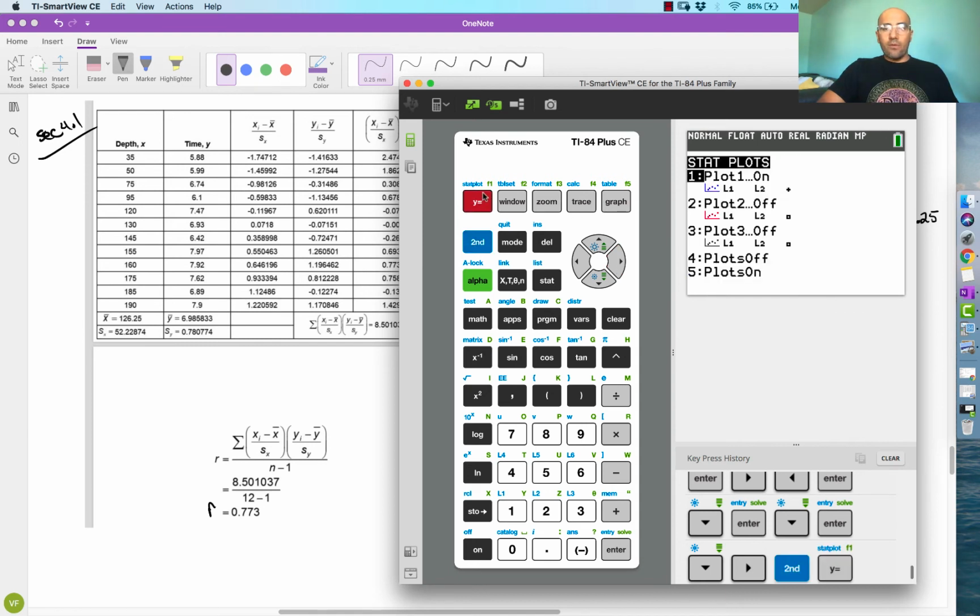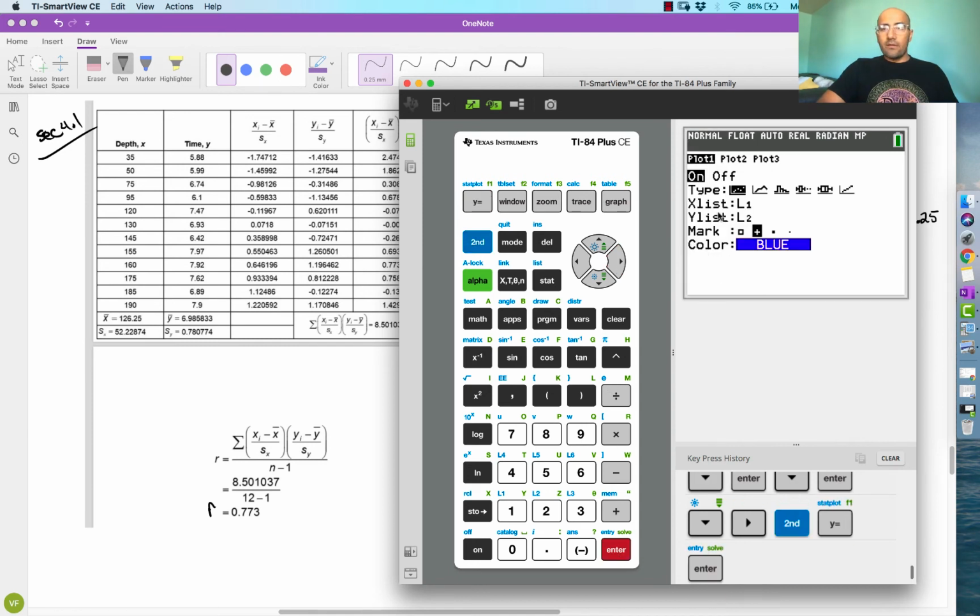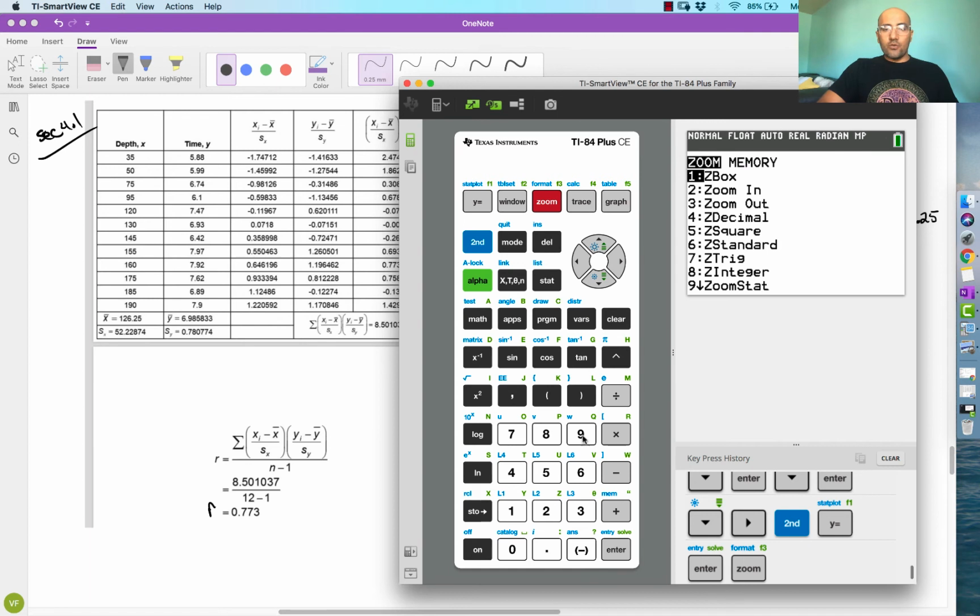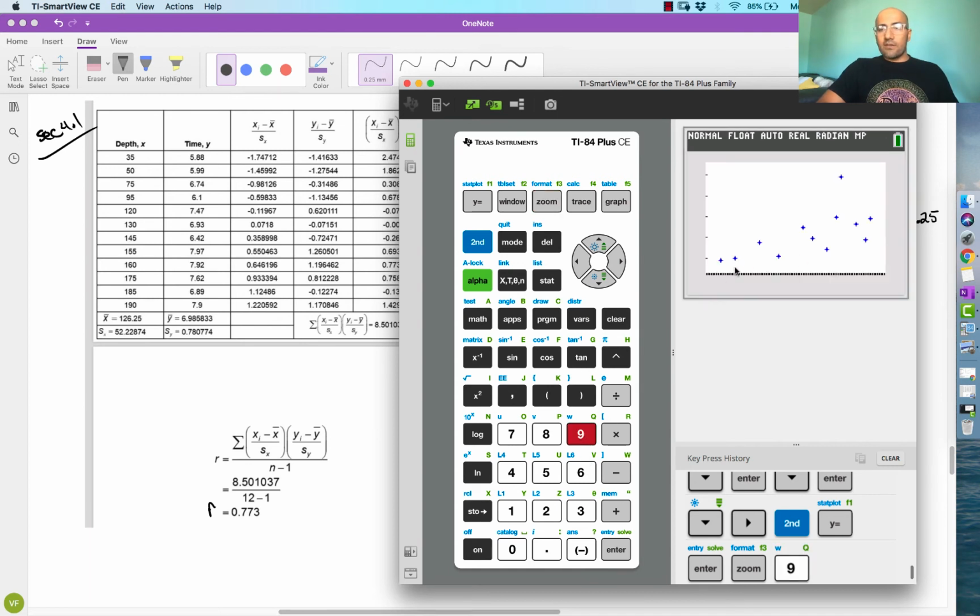So let's go to plot 1. Hit enter there. It's on. It's a scattergram. List 1 and list 2. Everything is exactly the way I want it. So let's hit zoom number 9, and there's our scattergram, right? This is the explanatory variable, which is the depths at which we start drilling. And then here's the response variable in the vertical axis, which is the time it takes to drill an additional 5 feet deeper, right? Okay, so we can see that there's a positive linear relationship.